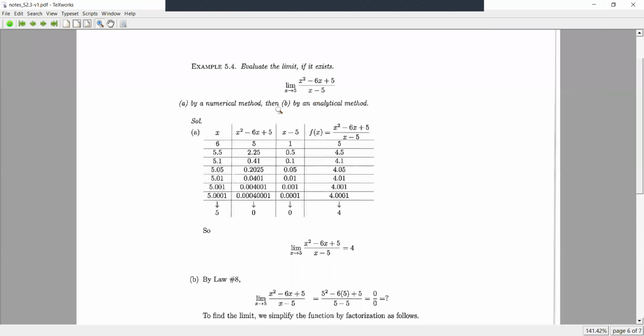Now, I answer question B. Find the limit by an analytical method. That is, find the limit by limit laws. I only focus on law number 8, direct substitution. Before I present my solution, take a review about law number 8.